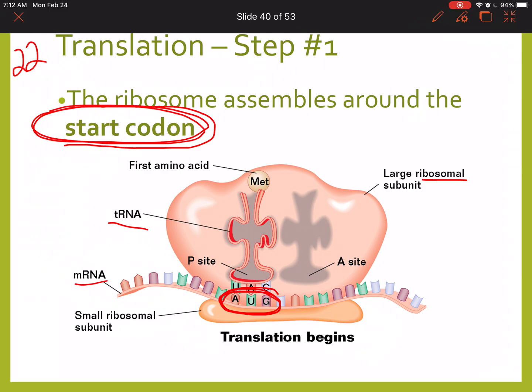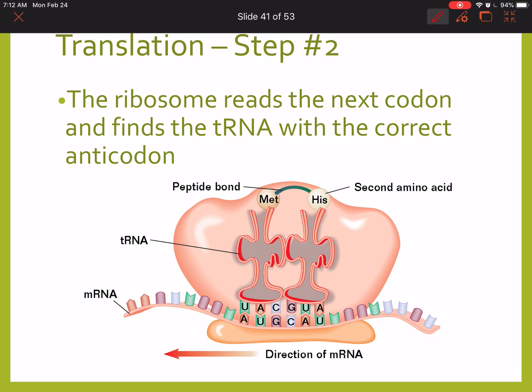All right, step 2 is you read the next codon. So next codon says CAU. We find a tRNA with the anticodon GUA. That's the anti, remember? And you can see base pairing rules. That anticodon is attached to the amino acid HIS. And I guarantee if you look up CAU in your genetic code, it'll tell you that HIS, histidine, is the right amino acid. Okay, so we read it and we find the correct tRNA.